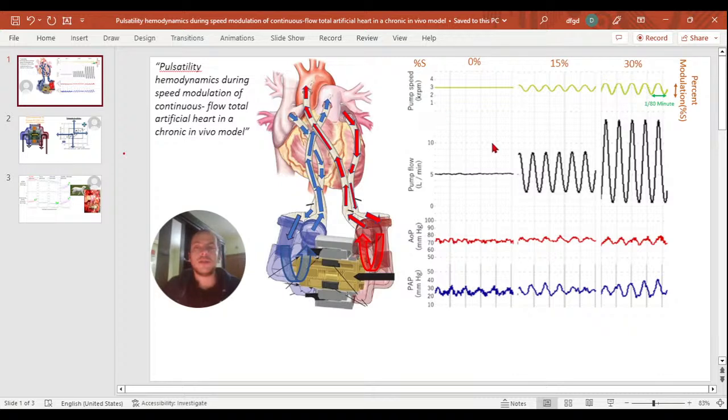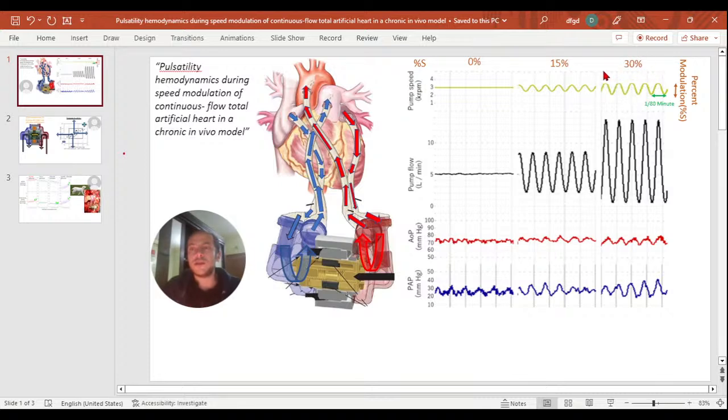So we need to create some pulsatility. And the way that this pulsatility can be achieved is by increasing and decreasing the pump speed in cycles. And this can be done by giving more and less electricity to the pump. And you can do that in certain degrees.